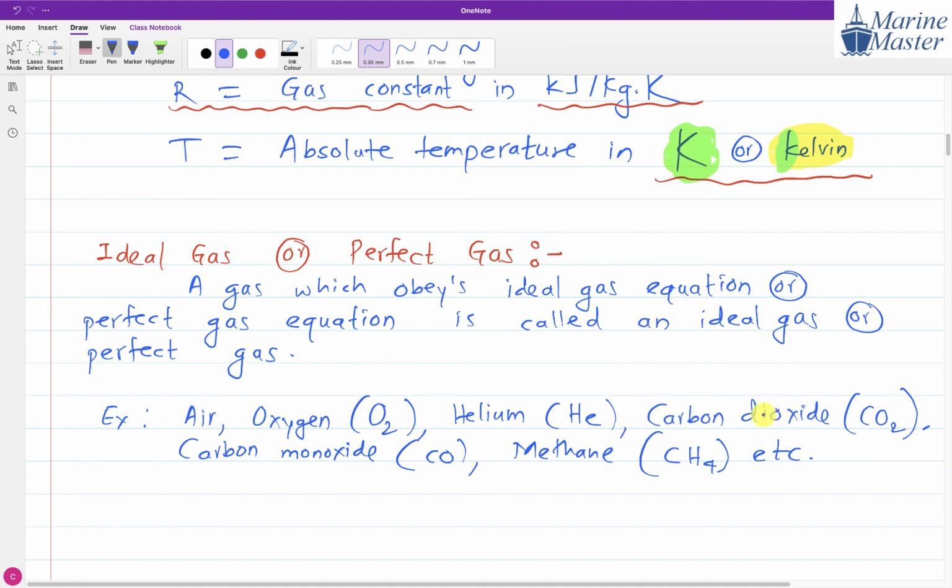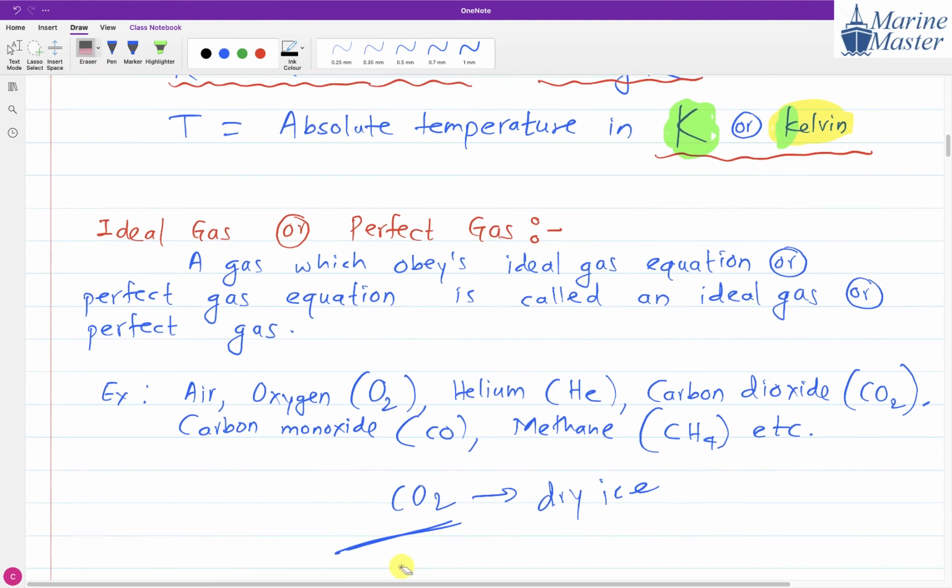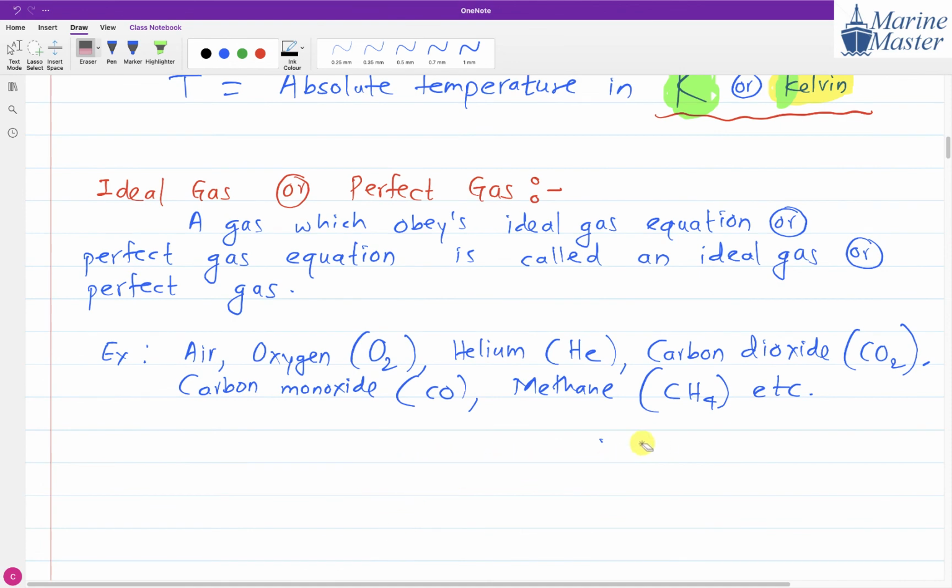See, if you observe CO2, we know dry CO2. Dry CO2 means dry ice. Dry ice is basically solid CO2. Though it is at room temperature, what is the speciality of that one? It is in highly compressed form. But in that case, we can't say it is an ideal gas. So dry ice we can't call an ideal gas, though it is CO2.